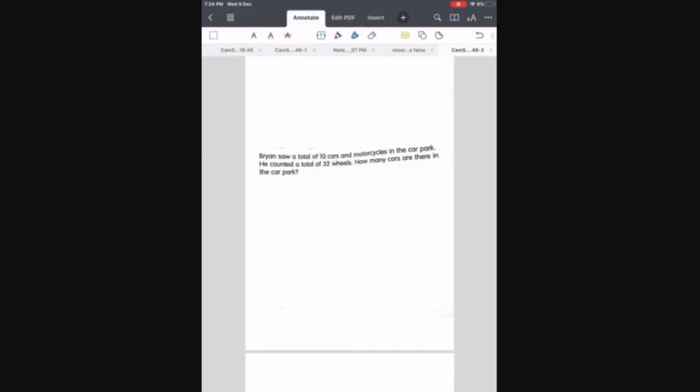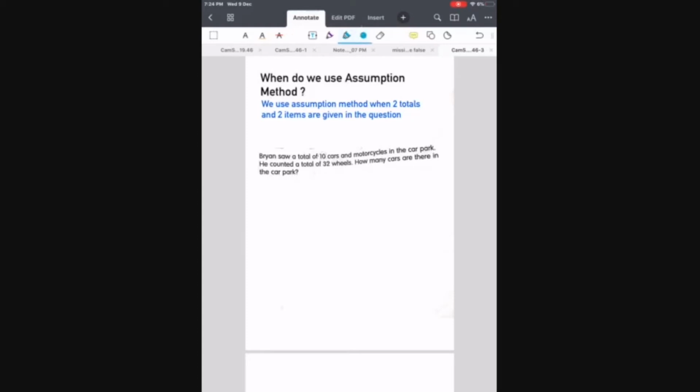Okay, so before starting the question, we must know what the assumption method means. So let's find out. When do we use the assumption method? We use assumption method when two totals and two items are given in the question. Okay, so let's read the question now.